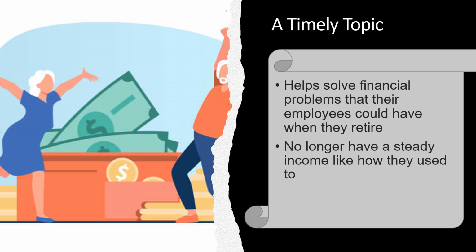A timely topic. This is a timely topic because it helps solve financial problems that their employee could have when they retire. Once the employee retires, they no longer have a steady income like how they used to. So this allows the employee to receive an X amount of income monthly or a set lump sum payout once they retire.